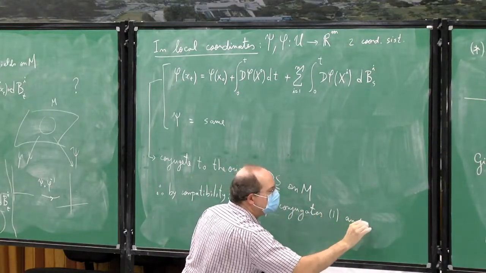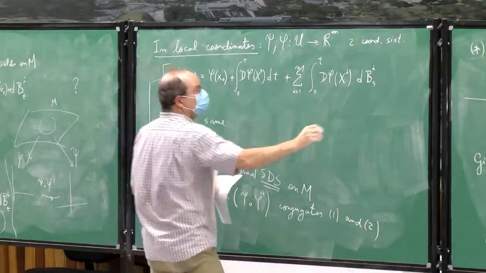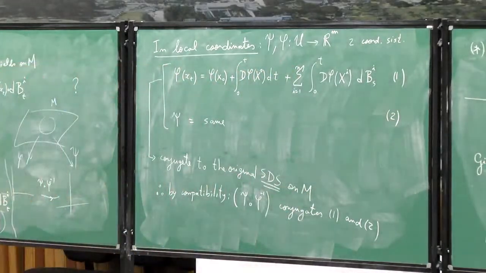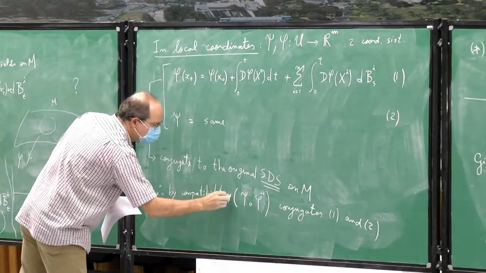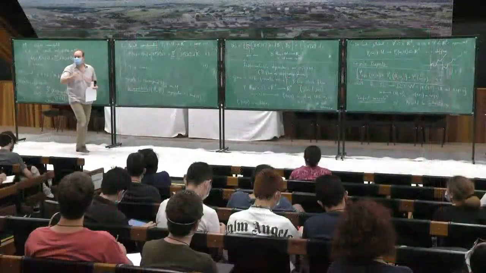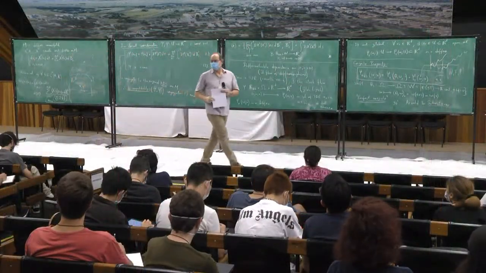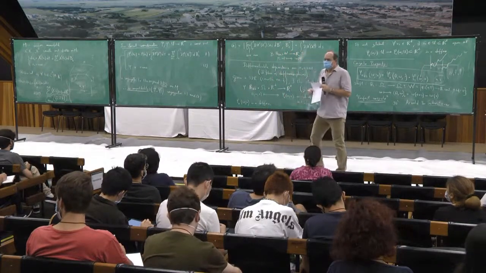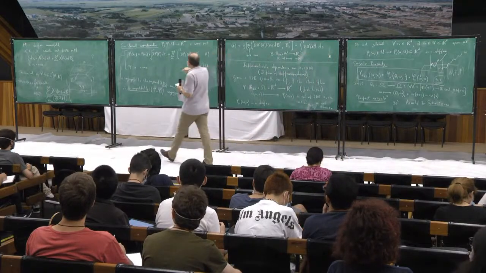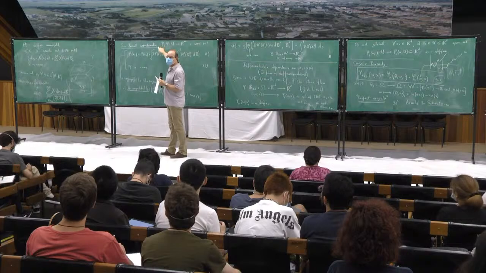1, 1, and 2. This is 1, and this is 2. By compatibility, I mean this. It makes sense to talk about a stochastic differential equation on M, thanks to the independence of the coordinate system. Sorry, I missed Martin. Where is your F, your smooth function? F is inside each coordinate of phi or psi.